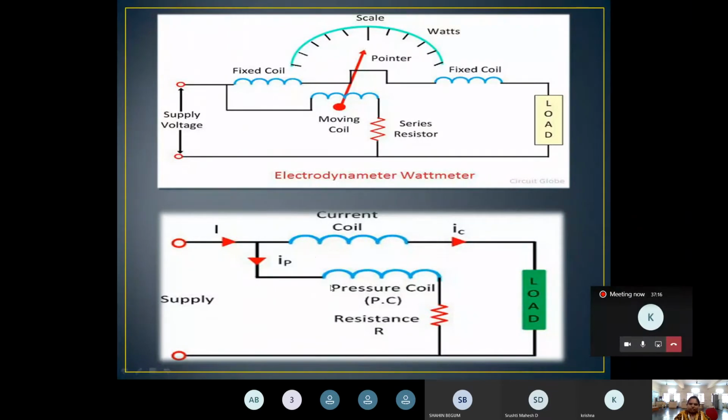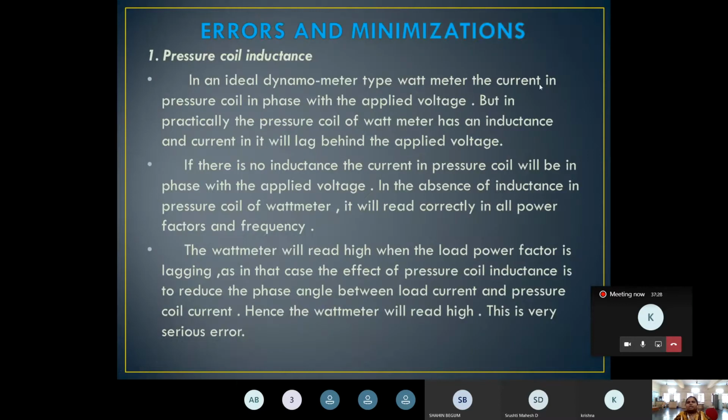This is the current coil and the pressure coil, the same construction we derived, right? The main current is IC, the current coil current, and IPC is nothing but the pressure coil current. Here it is taken as IP only. Next is errors and minimization in the wattmeter. This question is very important. It will be asked for 8 marks, right?